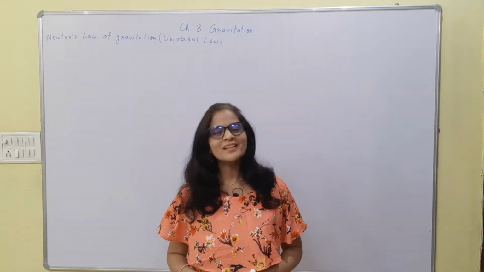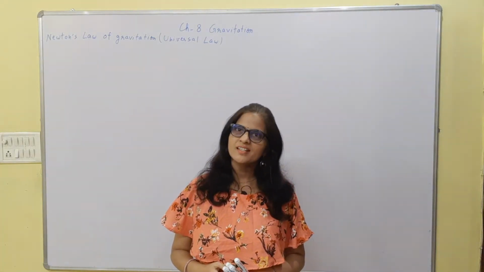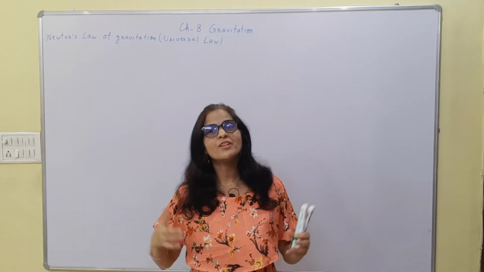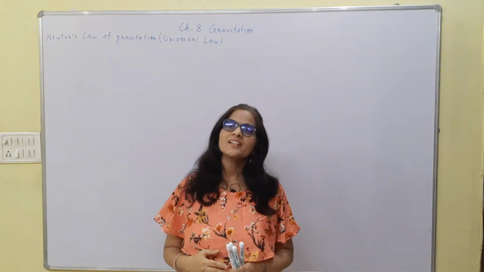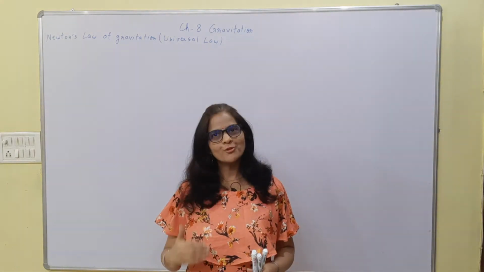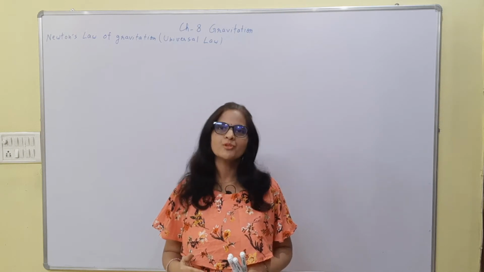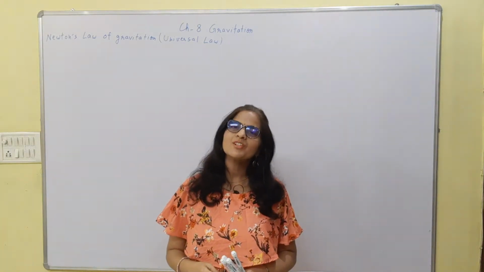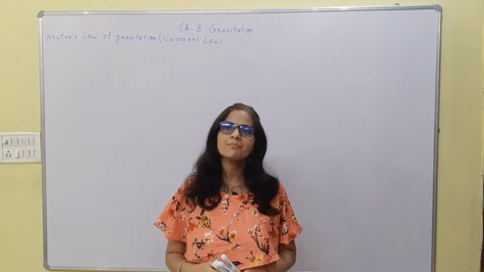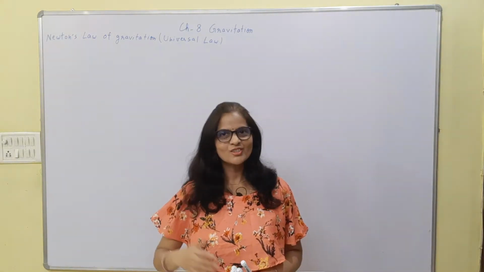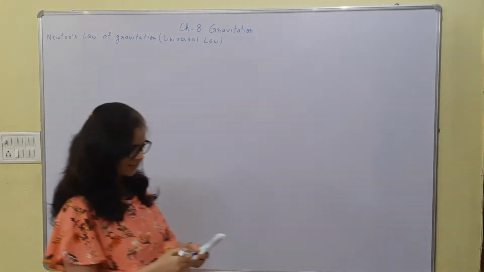So let's recap that. Newton's law of gravitation states that every mass or every body in the universe attracts the other body with a force which is directly proportional to the product of the masses and inversely proportional to the square of the separation between their centers. So this is just a recap. So I'm just writing it.